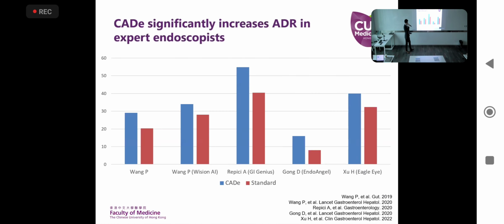And there are numerous randomized trials, including different meta-analyses. The major message here is that even in expert endoscopists, those very experienced with more than 10,000 colonoscopies, the AI is still doing a good job, increasing the overall ADR by around 10%, which is a quite consistent finding in different randomized trials as well.